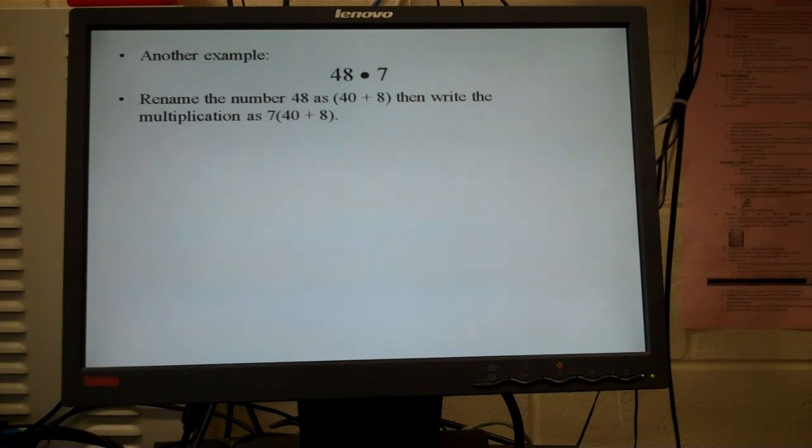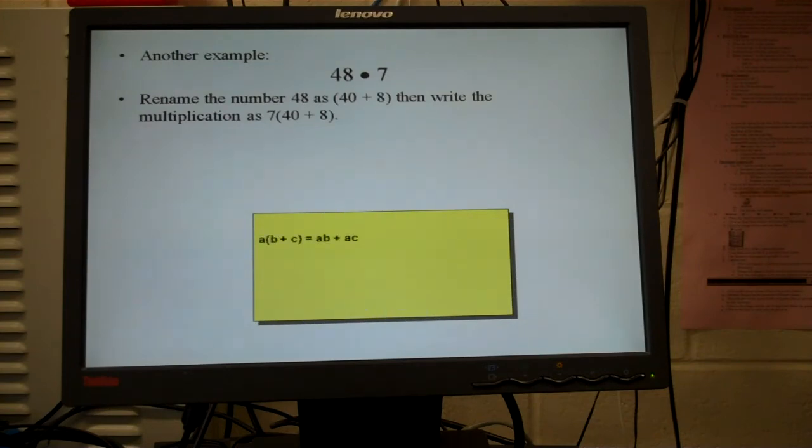Same thing happens here. 48 times 7 is a really hard problem to do in my head. But I can break down the 48 to 40 and 8. So if I do 7 times 40 and 7 times 8, and then add those together, I'll get the same exact answer. If you're not sure and you don't believe me, go ahead and try it on the calculator. Go ahead and type in 48 times 7 and see what your answer is.